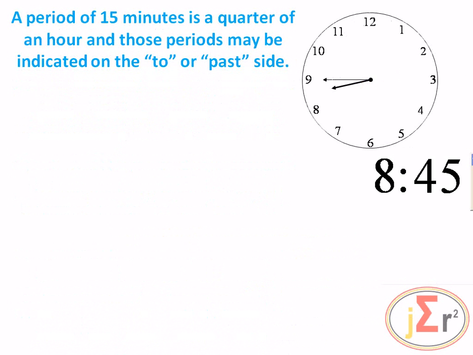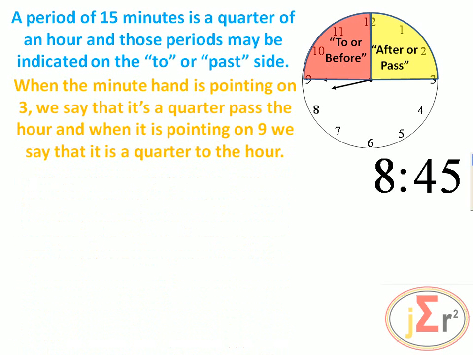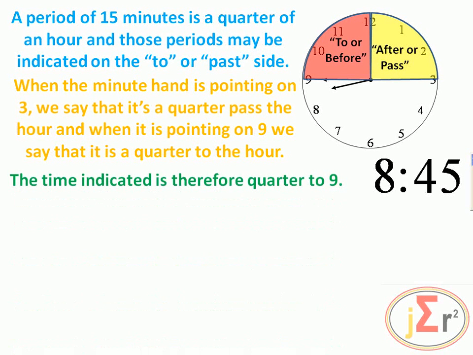A period of 15 minutes is a quarter of an hour, and those periods may be indicated on the to or past side. So we have a quarter of an hour on that side, and we have a quarter of an hour on the other side. So the one on the past side is a quarter past, and the one on the to or before side is a quarter to. When the minute hand is pointing on 3, we say that it is a quarter past the hour, and when it is pointing on 9, we say that it is a quarter to the hour. The time indicated is therefore quarter to 9.